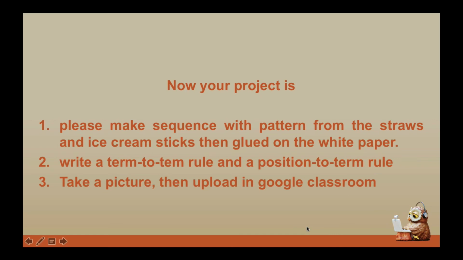Now, your project is number 1. Please make a sequence with a pattern from the straws and ice cream sticks, then glue it on white paper. The second, write a term-to-term rule and a position-to-term rule. And then the last, take a picture, then upload it in Google Classroom.